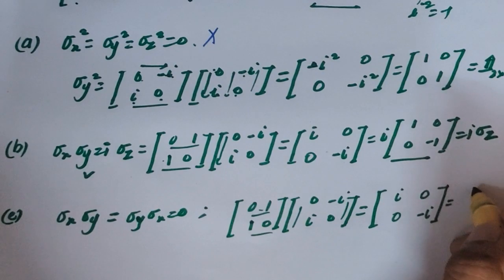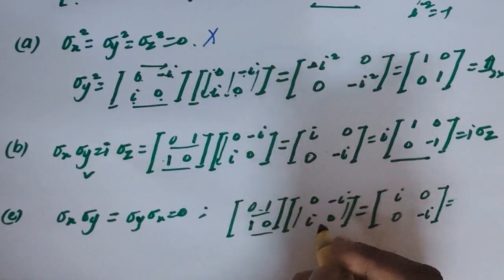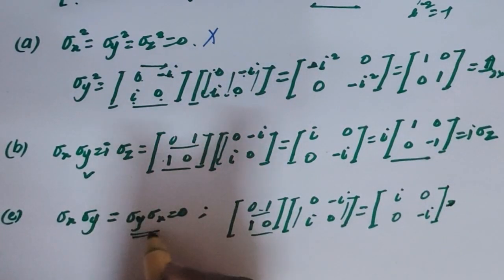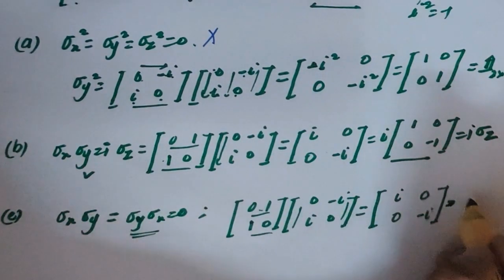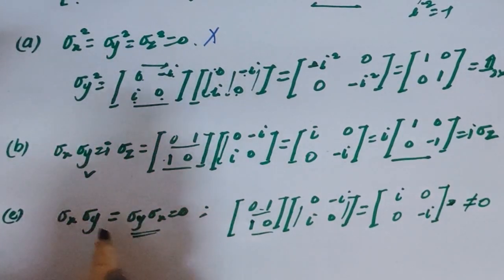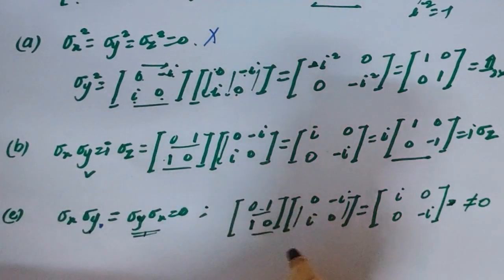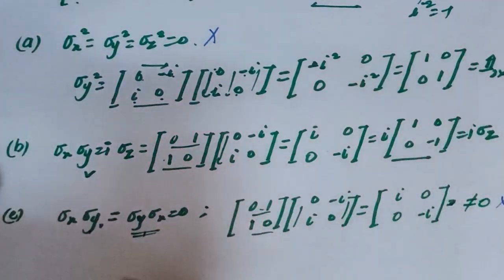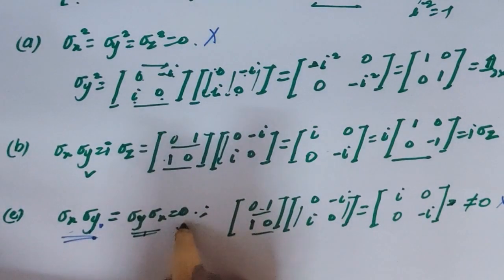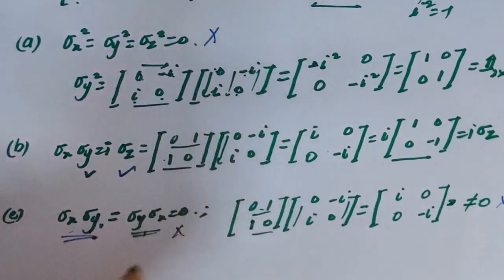That means sigma x sigma y, okay, this is right, is equal to sigma y sigma x, but it is not equal to 0. Even though they are equal to each other, they are not equal to 0. So this is a wrong statement. We proved from the first product itself that this product is not 0. So the first statement is wrong, the last statement is wrong, and only the second statement is right.